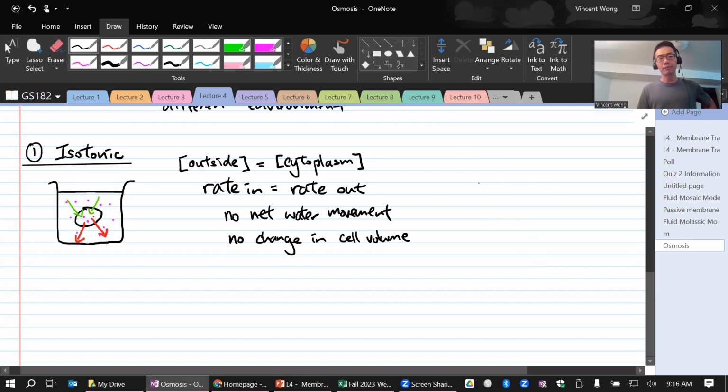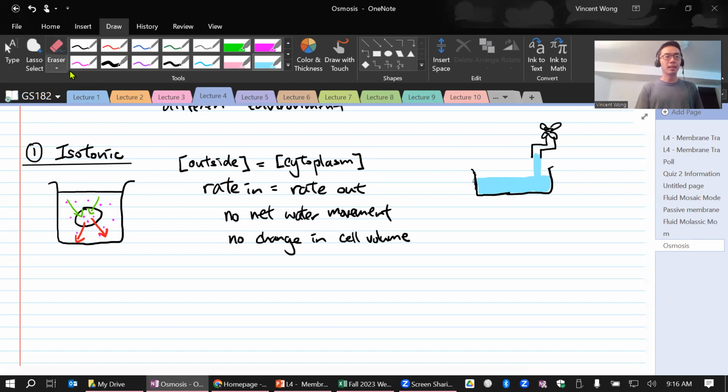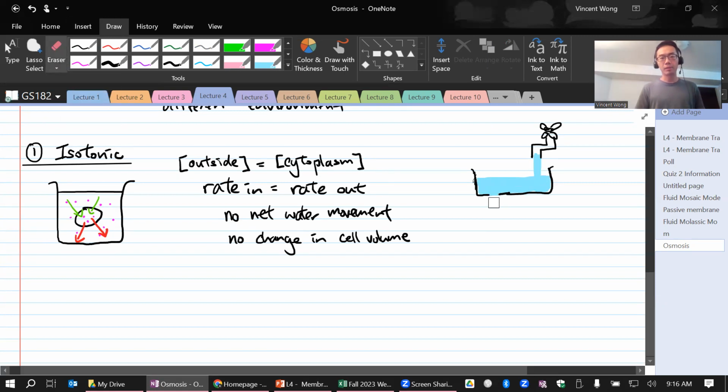Now, if you have a hard time visualizing this, take a look at this analogy. I have a, what do you call this, like a basin, and then you have a water tap. I'm going to turn on the tap. Water's going to come in and fill up the basin. And then I'm going to poke a hole here, so water is going to be leaking.